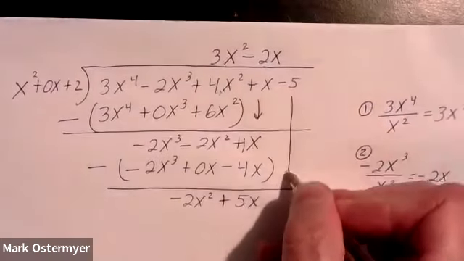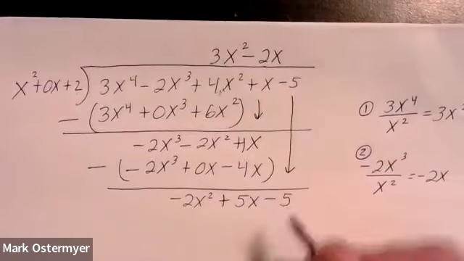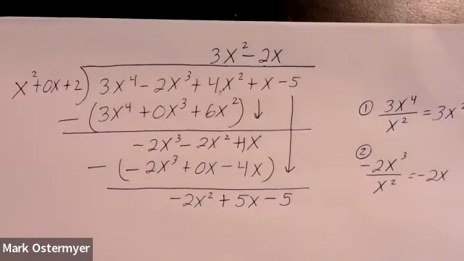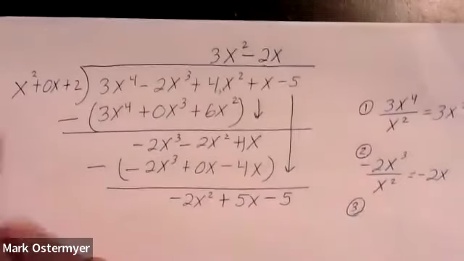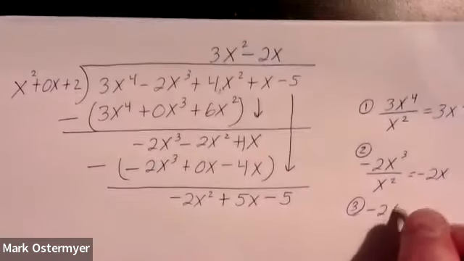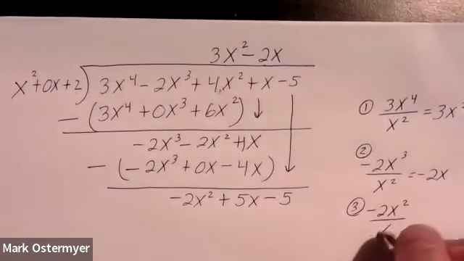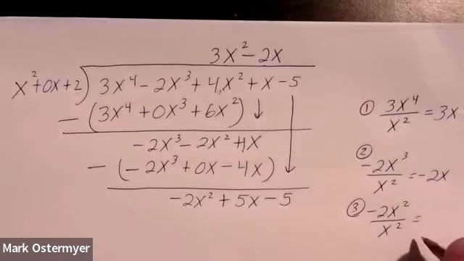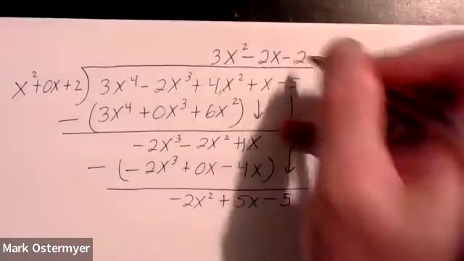Drop down the negative 5 as we set ourselves up for round 3 of division. Round 3. We ask ourselves, how many times is x squared divided into negative 2x squared? To answer that question, put the negative 2x squared over x squared and reduce. This reduces down to just negative 2. So minus 2 now is the next term in our quotient.